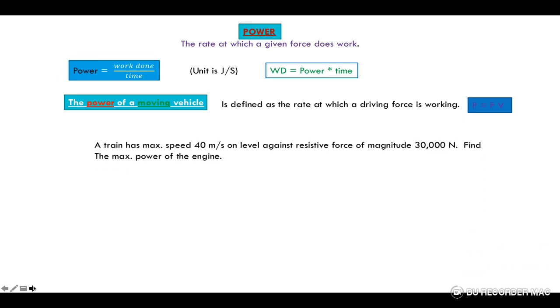Consider the example here. A train has a maximum speed of 40 meters per second on level ground against a resistive force of magnitude 30,000 newtons. Find the maximum power of the engine.